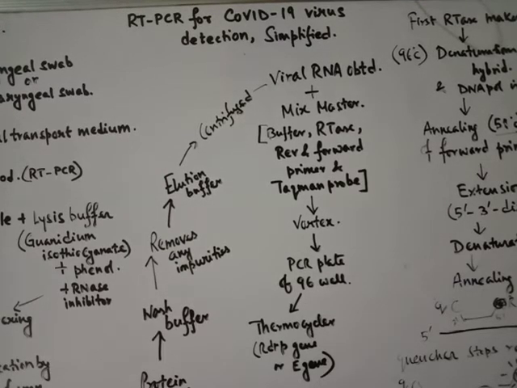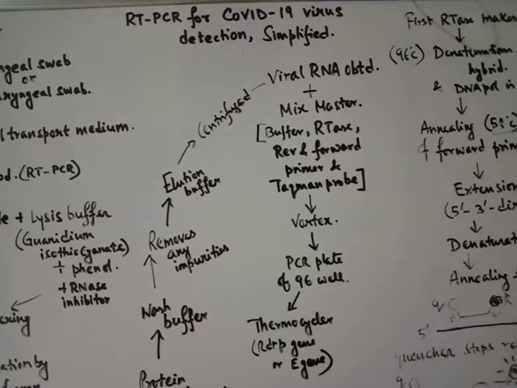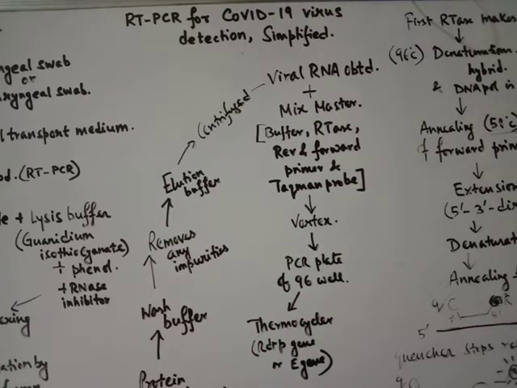So what happens next? This entire mixture is first vortexed in a pulse vortex machine, and then it is placed on the PCR plate, which consists of essentially 96 wells, and this whole 96-well PCR plate is then inserted into a thermocycler machine, which is basically a PCR machine. These reverse and forward primers are specific for some genes like the viral RDRP gene, or the E gene, or in some cases also the N gene.